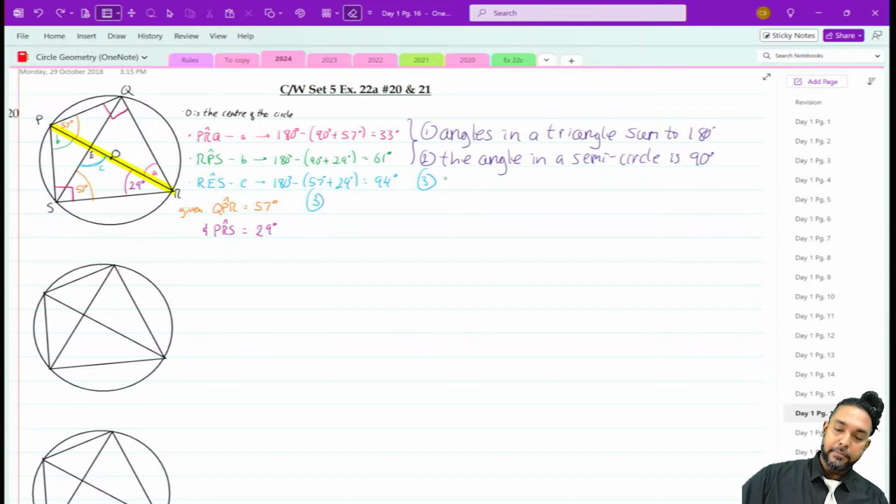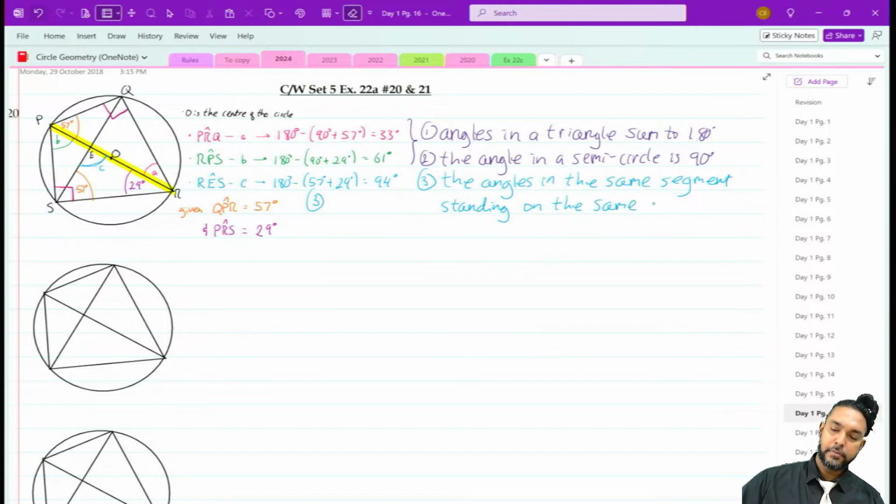So the angles in the same segment standing on the same arc are equal.